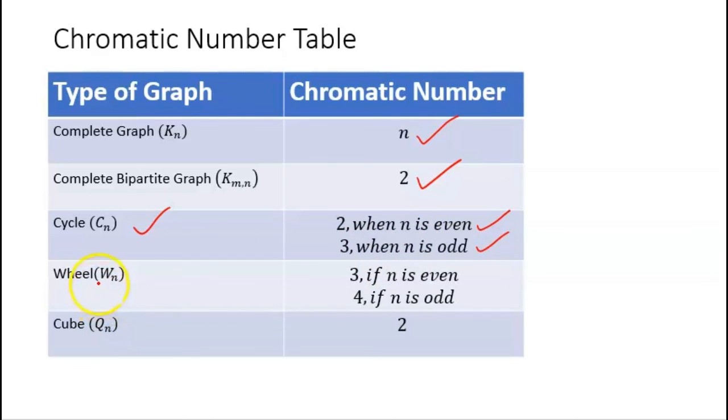And we just saw that if I talk about wheel graph, it is 3 when n is even and 4 if n is odd, right? So if I talk about W3, it will be 4. If I talk about W4, it will be 3, and so on. And if I talk about Qn graph, the chromatic number is 2. So this is a very important slide, especially because a lot of multiple choice questions may be framed from this, right? So this was all about graph coloring.